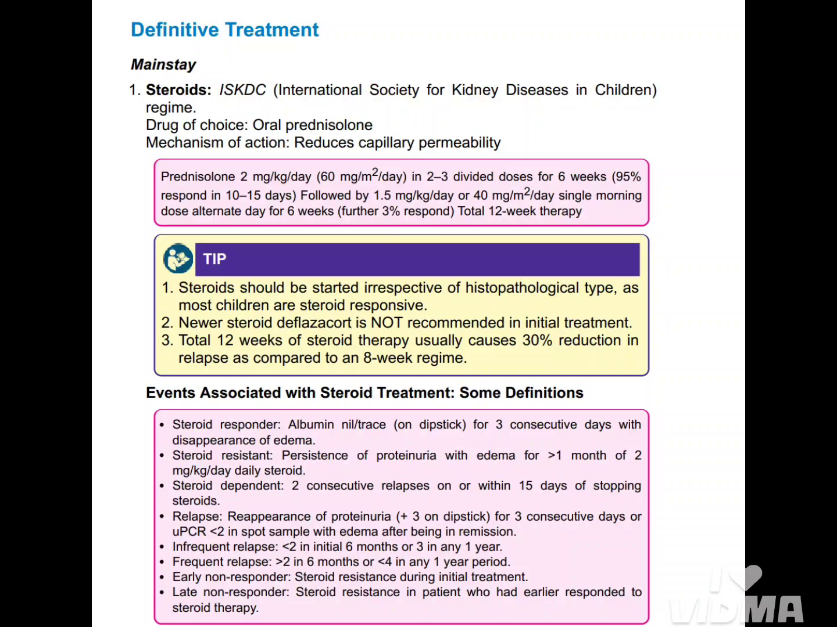Infrequent relapse: less than 2 in the initial 6 months or less than 4 in any 1 year. Frequent relapses are 2 or more in 6 months or 4 or more in any 1 year period. Now the early non-responders are those with steroid resistance during the initial treatment. Late non-responders: steroid resistance in a patient who had earlier responded to steroid therapy.